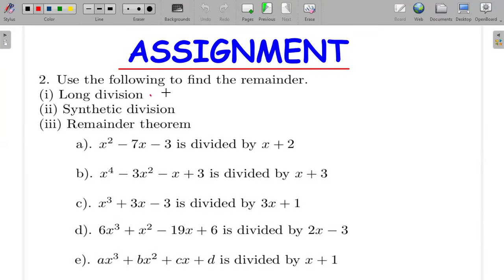Okay, so you use long division to find the remainder, synthetic division, the remainder theorem. So here, okay, this is the first one here. So you use long division, synthetic division, and the remainder theorem to find the remainder here. Okay, so this is a very simple assignment that I've given you. So screenshot it, and I'm also going to share a picture in the group.